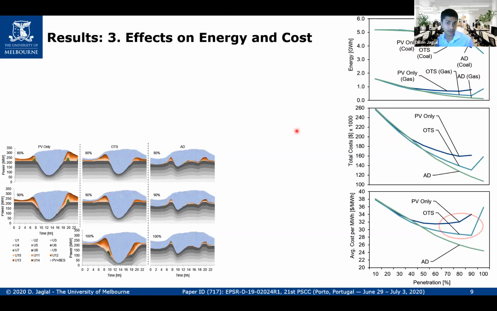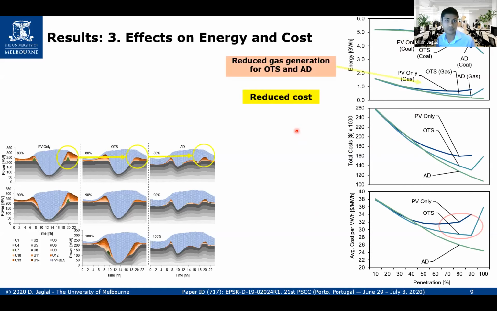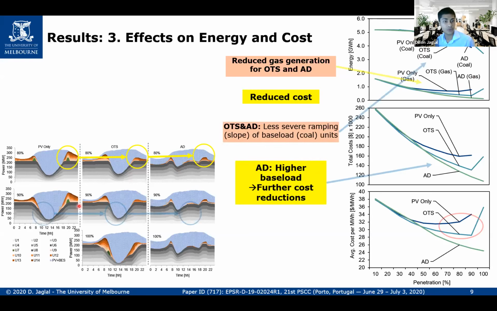So let's walk through the previous results and see what's happening here. Firstly, we have this reduced gas generation in the evening hours here. And because we have that reduced gas generation, and gas plants are expensive, we can see that's being reflected in the cost. So you see this cost reduction as we go on for OTS and AD. Then we spoke about the ramping, where we had the baseload plants being ramped down during these PV generation hours. Because we have the baseload plants being ramped like that, we have further cost reductions for the case of AD because we're using more of the cheaper baseload plants.